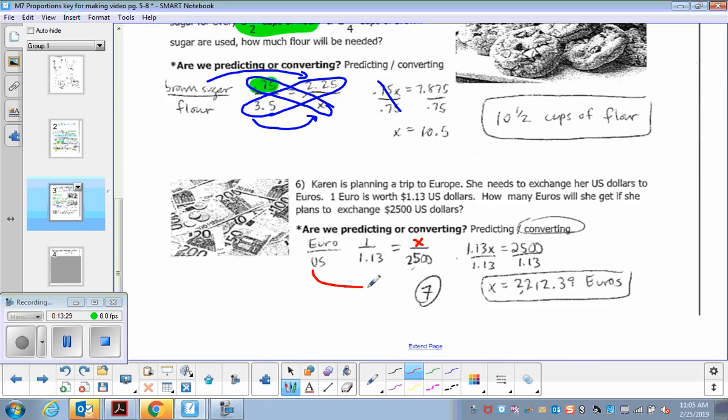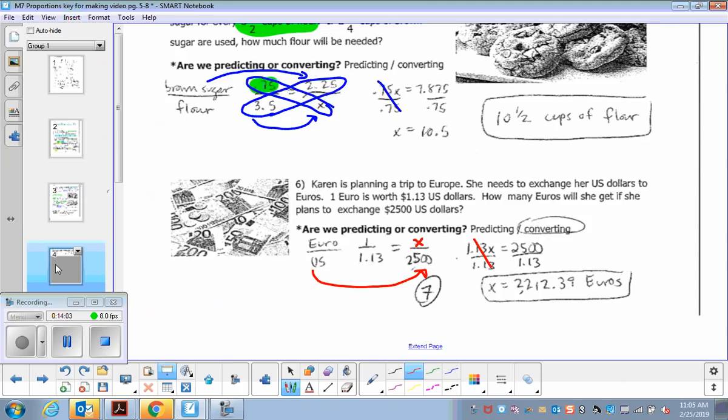Notice US dollars is represented here in the denominator, and there is the 2,500 US dollars in the denominator. At this point, the only thing we have left is to cross multiply and divide. 1 times 2,500 is, of course, 2,500. And then here we've got 1.13x. When you divide by 1.13, you're going to get 2,212.39 euros. So 2,500 US dollars is only worth just over 2,200 euros.